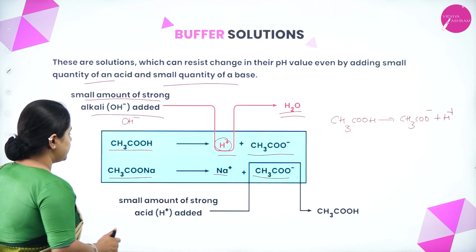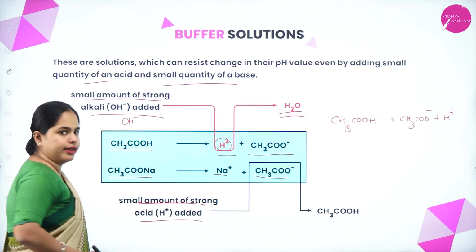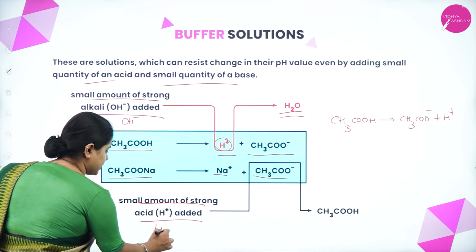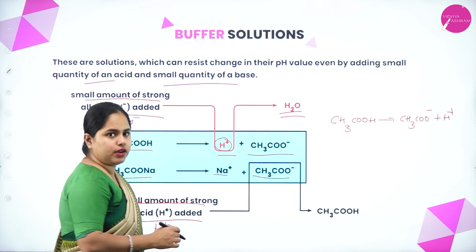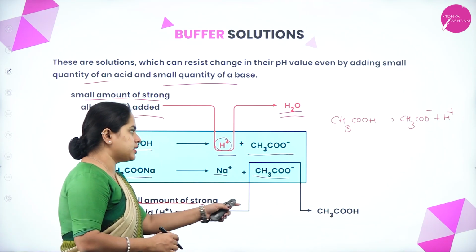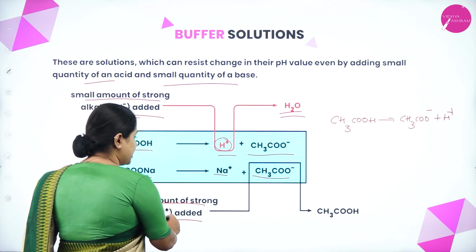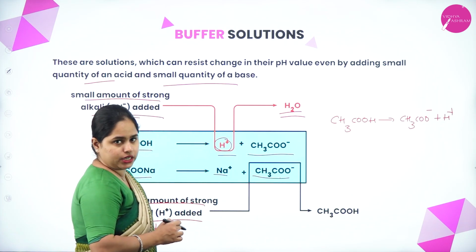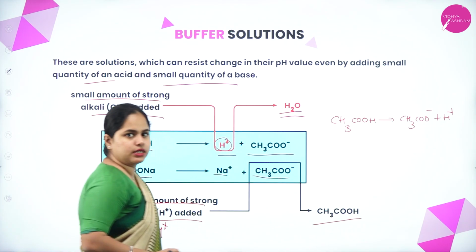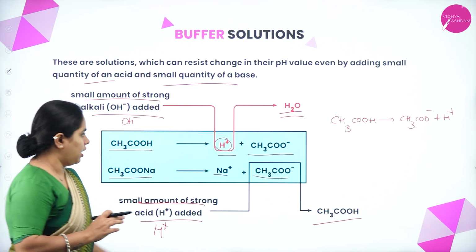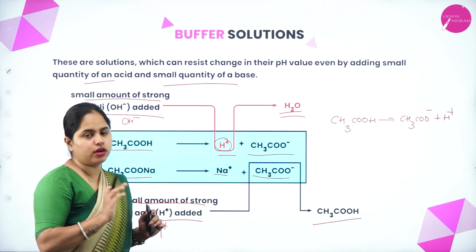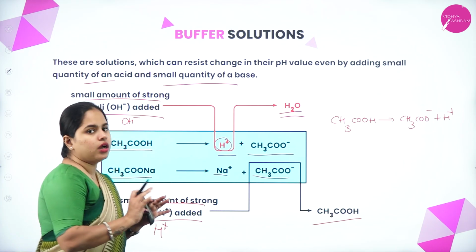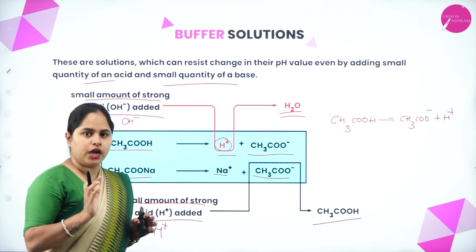Now let us consider a small amount of strong acid is added. Acid is added means H plus is added. So if extra H plus is added, what happens? The salt dissociates into Na plus and CH3COO minus, right? So this H plus will be taken by this acetate ion and forms what? Acetic acid. Again, the acetic acid is what is already present in the buffer solution. So of course the pH will not change again. So this is how the buffer solution works, right? I hope it is clear.